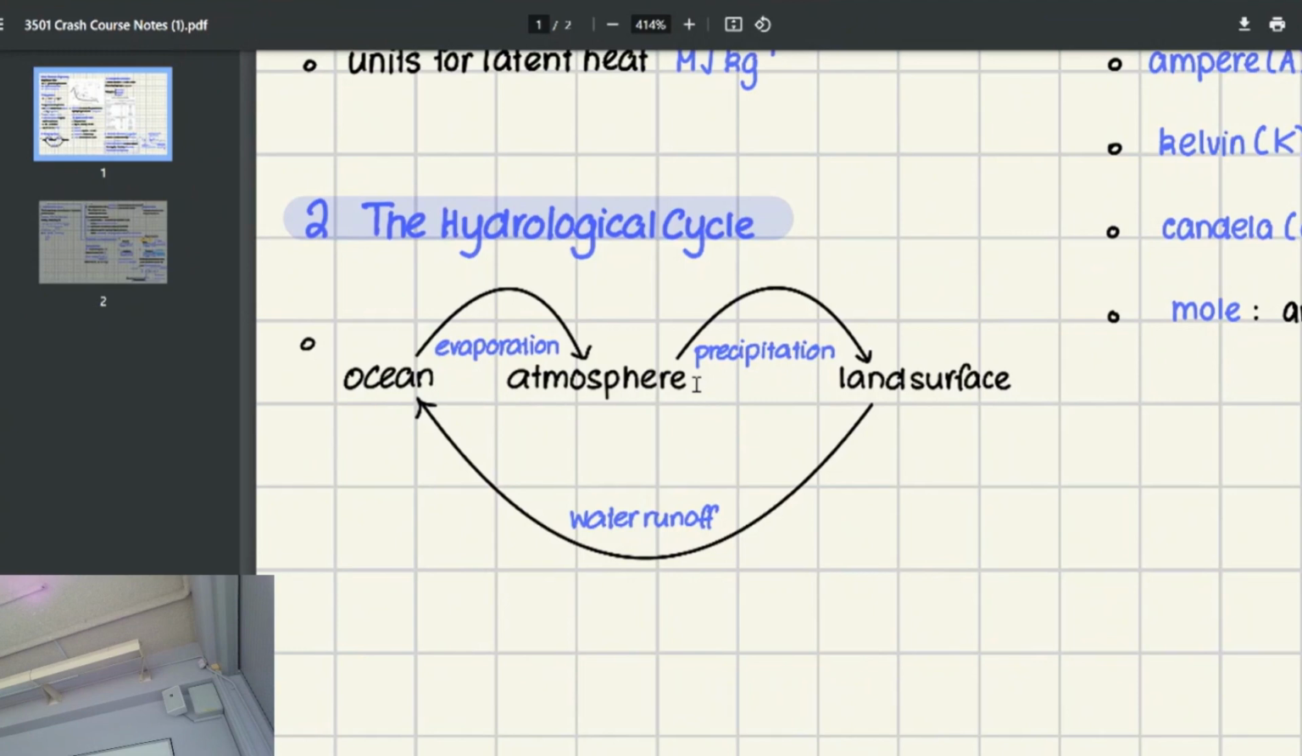From atmosphere to land surface, we're calling it precipitation, which is where the water molecules that have been evaporated into the atmosphere cool down enough to return back from water vapor to the liquid state and go back to the land. And then land surface into the ocean is just called water runoff.